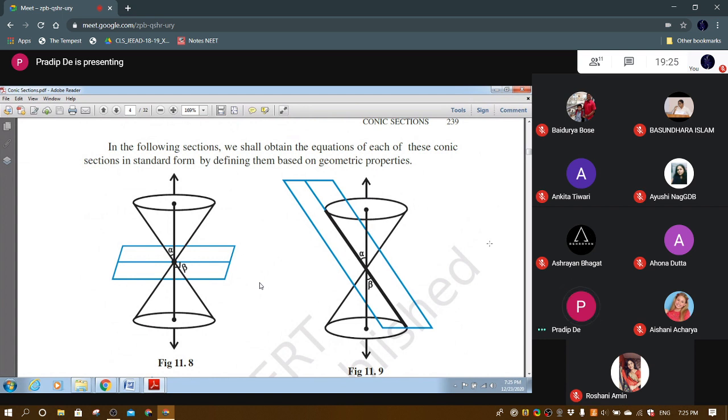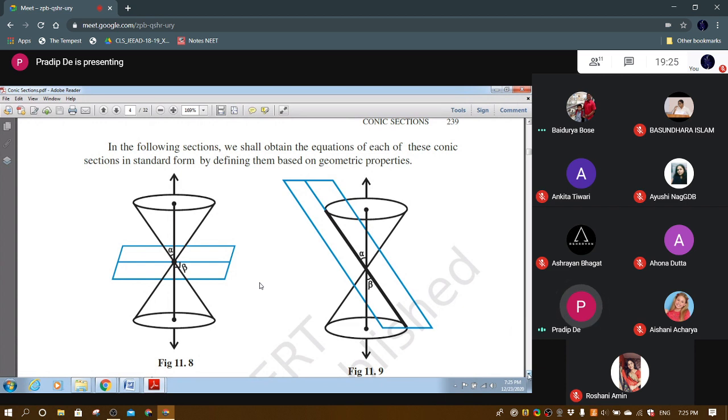First case, the plane is passing through the vertex and it is perpendicular, but as long as beta is more than alpha, you'll get a point. And in the second case, beta is equal to alpha, and you get only one straight line, and that is one of the generators.